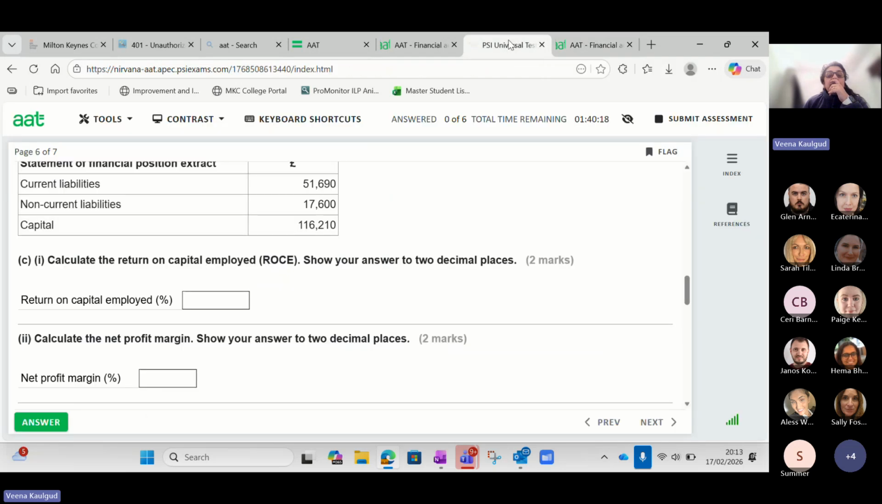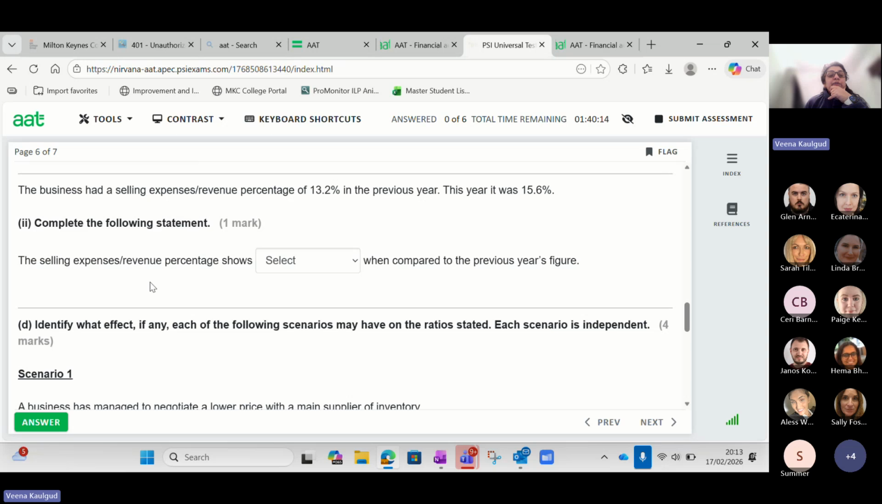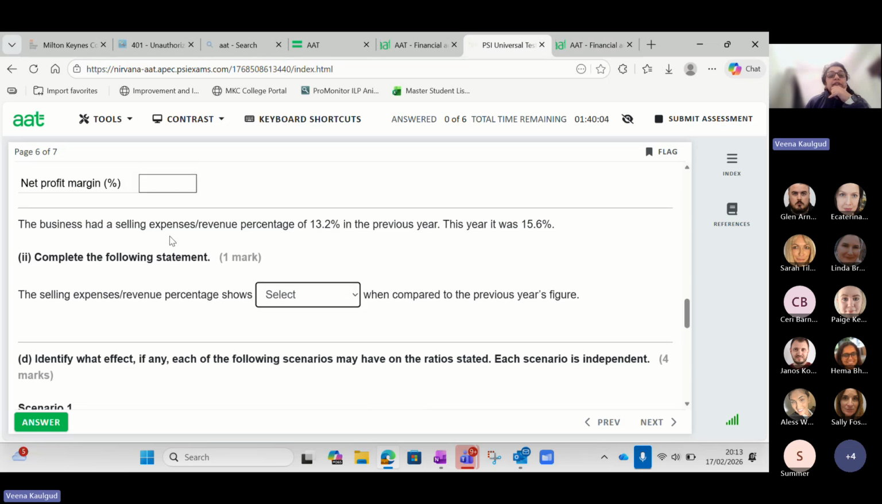Then the next one is the selling expenses to revenue percentage. Selling expenses divided by revenue shows what when compared to the previous year. Oh, they're asking us to do it. The business had a selling expense revenue percentage of 13.2. This year it was 15.6.